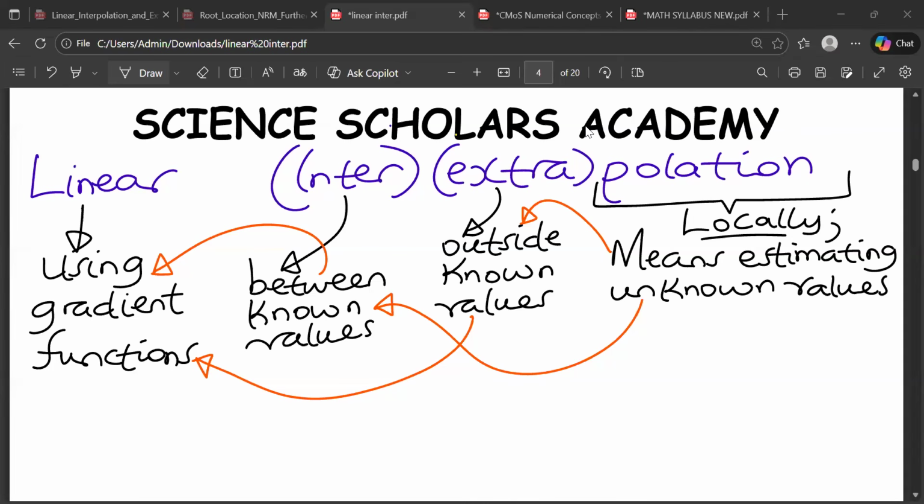No. Oh, I had heard you say interpolation. Hey, okay, it's okay. I heard you saying interpolation, but okay, you can proceed. Define both.